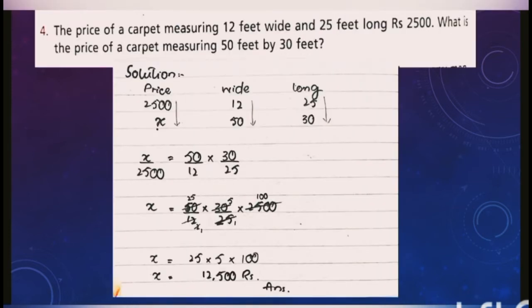Okay, now question number 4 is the price of a carpet measuring 12 feet wide and 25 feet long is rupees 2500.